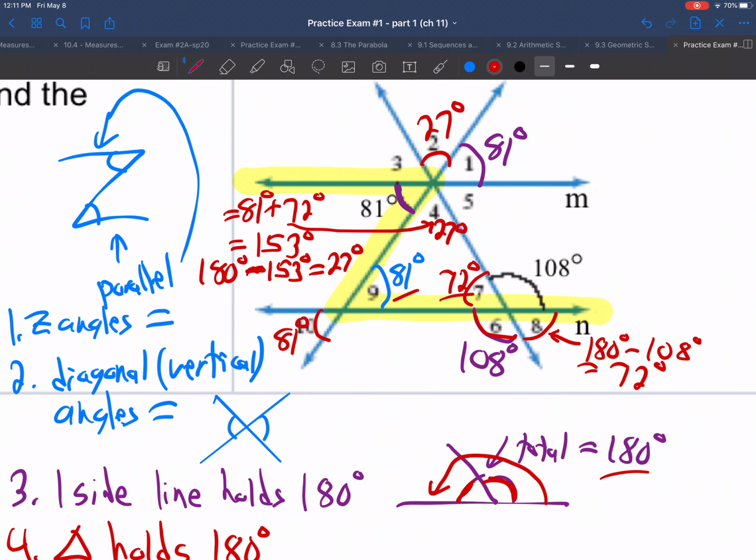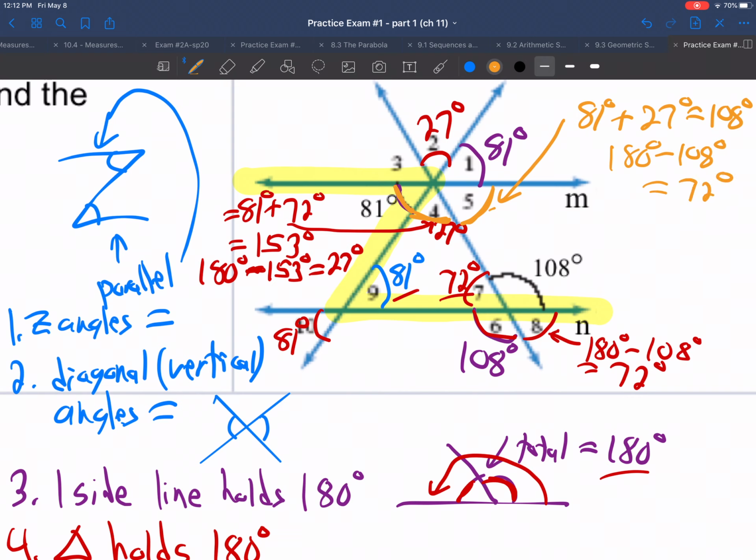And now, last, we've got to find angle 5. How are we going to find angle 5? Well, this angle and angle 4 and angle 5 have to make 180, don't they? So 81 plus 27 is 108. So 180 minus 108 equals 72. So this angle has to be 72. The one diagonally across from it has to be 72 as well. And so there's all the angles. Let me fix this back to 27. There we go.